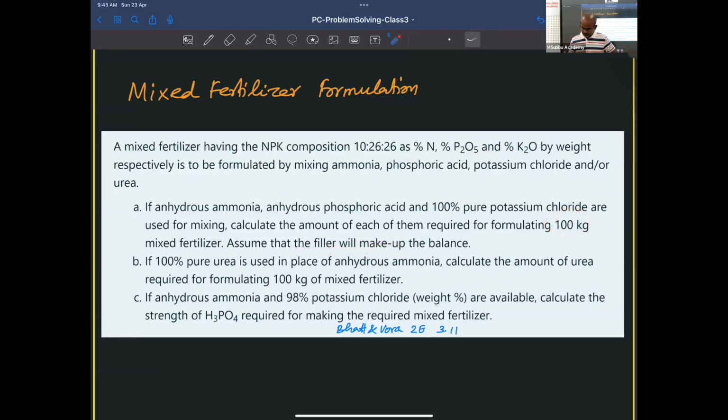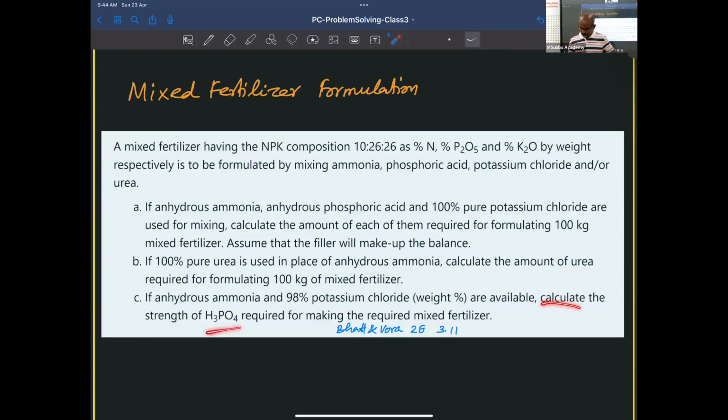And the second thing is, in place of ammonia, we are using urea. Because of that, how much is the urea requirement? Then the third part is about we are still using the anhydrous ammonia, and in place of 100% potassium chloride, we are having 98% potassium chloride. The balance 2%, there is no information, which means it is not water. Potassium chloride is some sort of component. The balance 2% we can treat to be a non-fertilizer content.